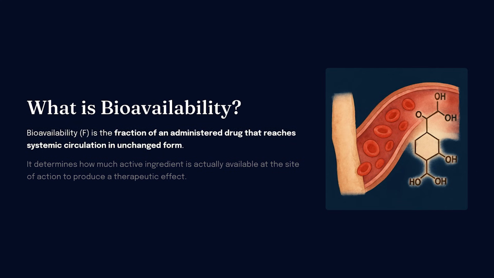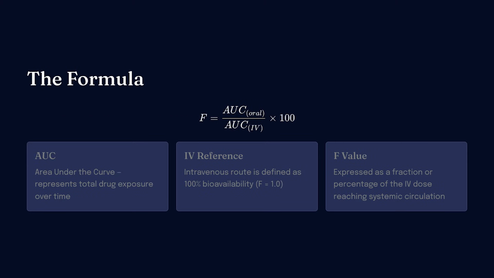The answer is bioavailability. What is bioavailability? Bioavailability, or F, is the fraction of an administered drug that reaches systemic circulation in unchanged form. It determines how much of the active ingredient is actually available at the site of action to produce a therapeutic effect. Here is the formula used to calculate bioavailability, or F.